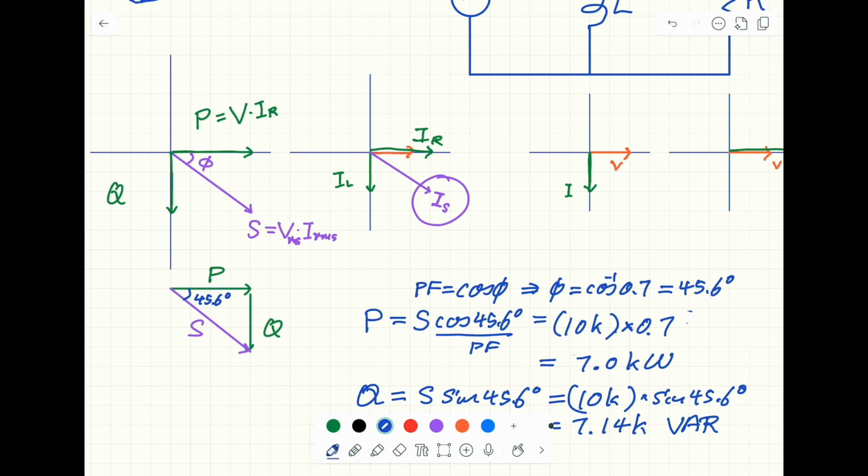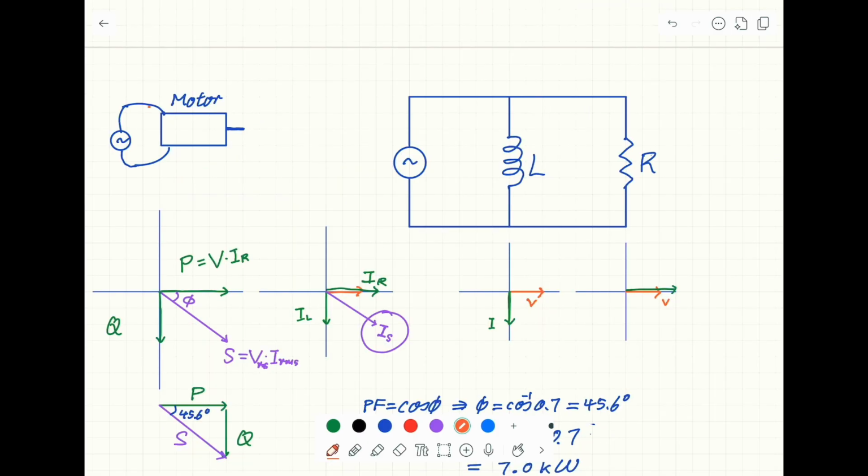So you can see this is not desirable because the real power is only about 70% of the apparent power. So what people usually do is they will connect the motor with a capacitor, and we call this one shunt capacitor. When we connect the capacitor in parallel to the circuit, that is how it will look like.